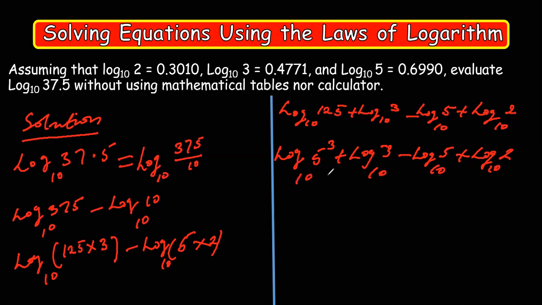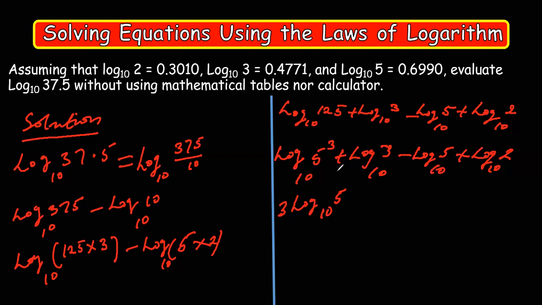So do not forget the power law, which states that we multiply the log by its power. So we're going to multiply this log by its power. So you should have 3 times log 5.